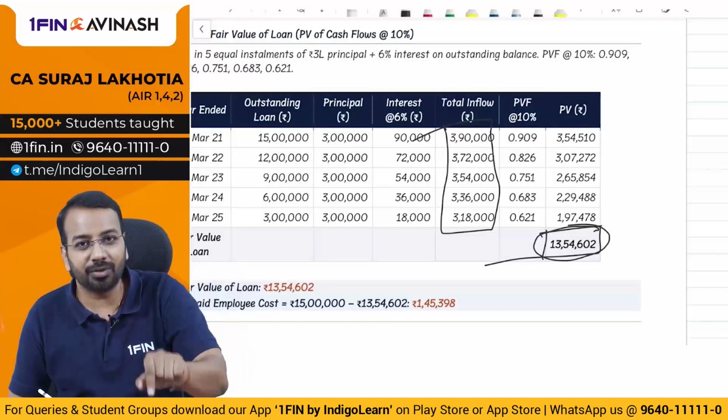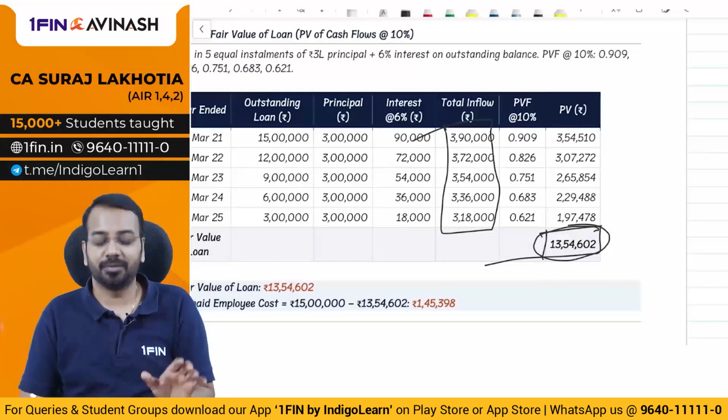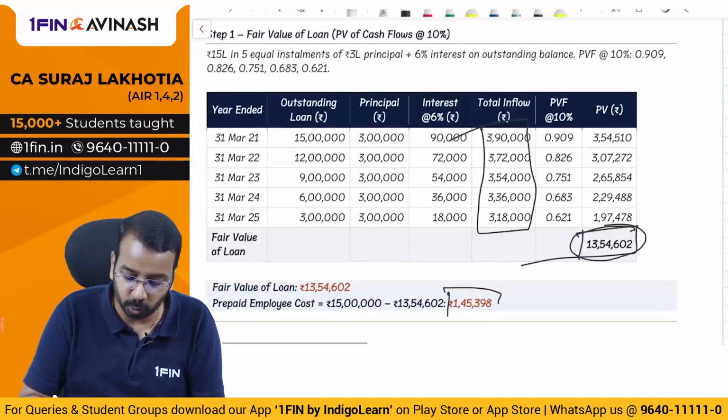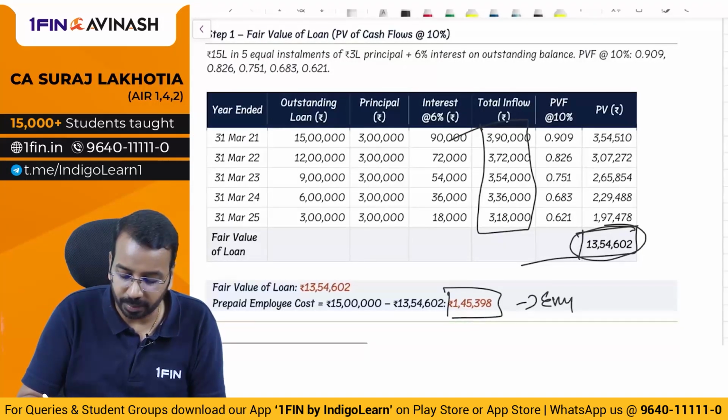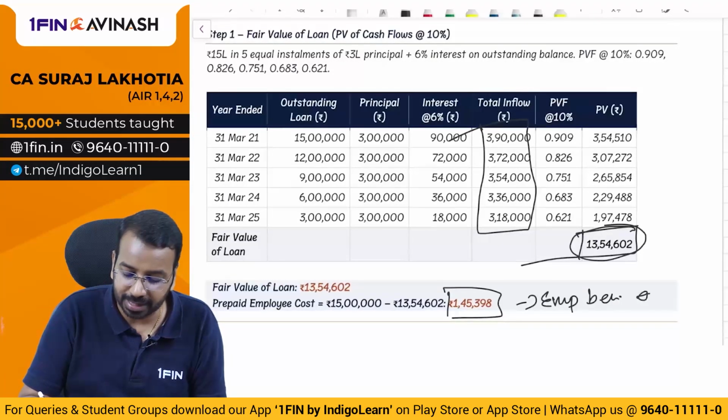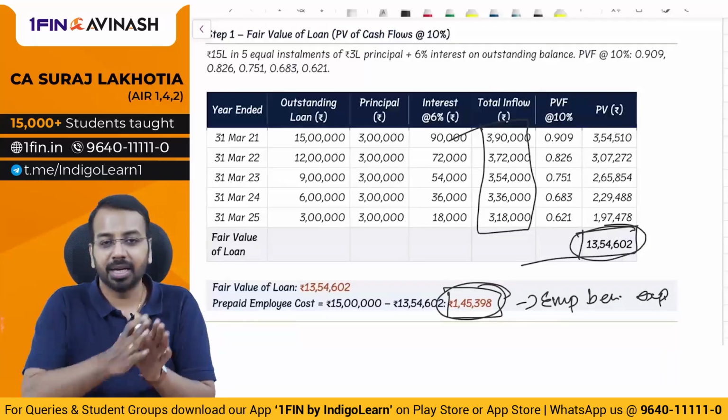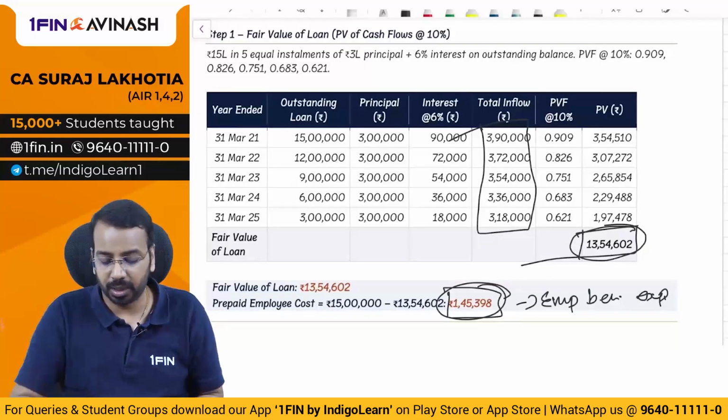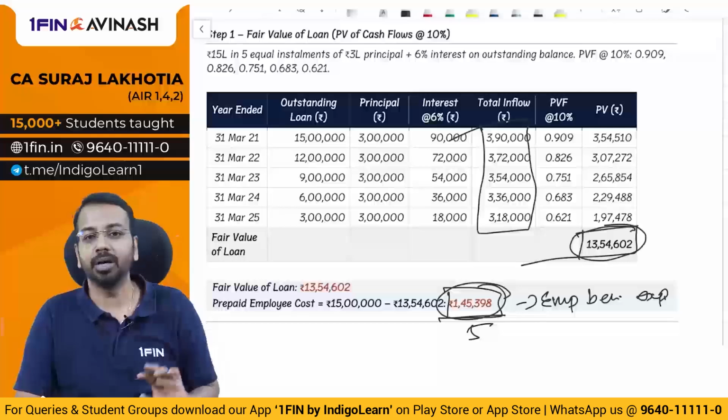But sir, why did the company give a loan of 15 lakhs? There is another benefit provided. The difference between those two is your employment or employee benefit expense. How do we treat this? How many years is the loan? 5 years is the loan. Divide by 5, every year you will book the expense.